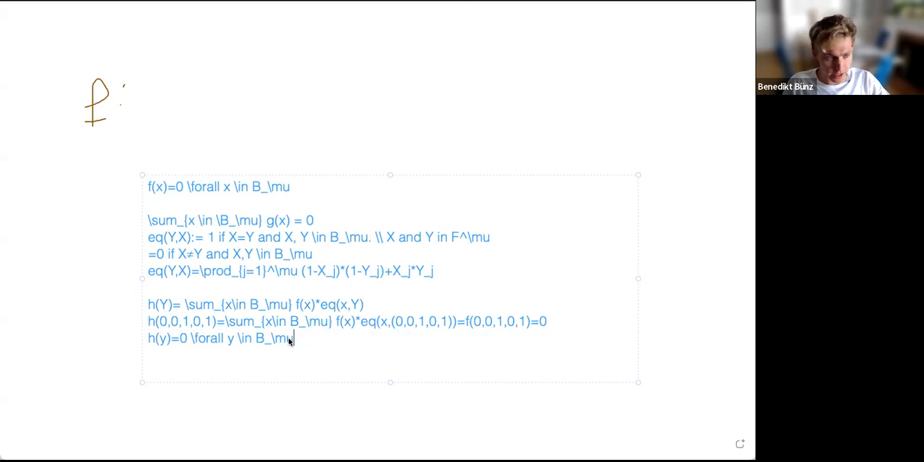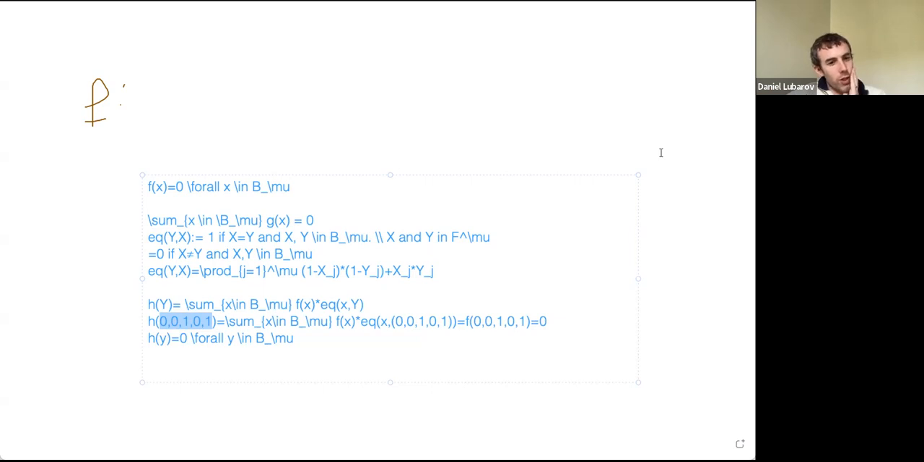I see some blank stares. So we see that for a specific y in the Boolean hypercube, it's just the evaluation of f on that point. And the claim is that f is 0 on all the points in the Boolean hypercube. So we know that h is 0 on all the points in the Boolean hypercube. Right? We aren't yet done, but this is an important fact. Does that make sense? Any questions?